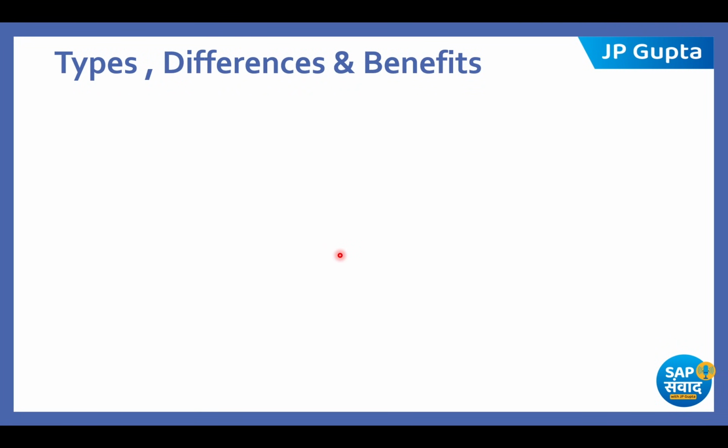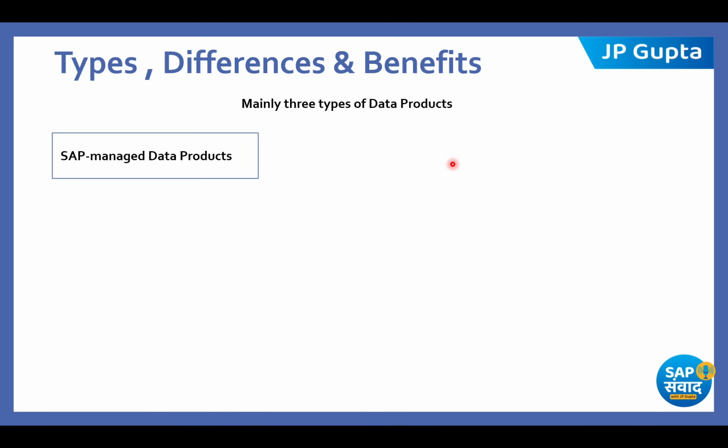Now we will talk about types, differences, and benefits of data products. Mainly, we have three types of data products. SAP managed data products. When we say SAP managed data product, it means starting with the S4HANA cloud, SAP is providing a comprehensive set of SAP managed data products across the line of business. Customer only needs to activate these predefined data products, and SAP takes care of extraction, loading, and data curation.